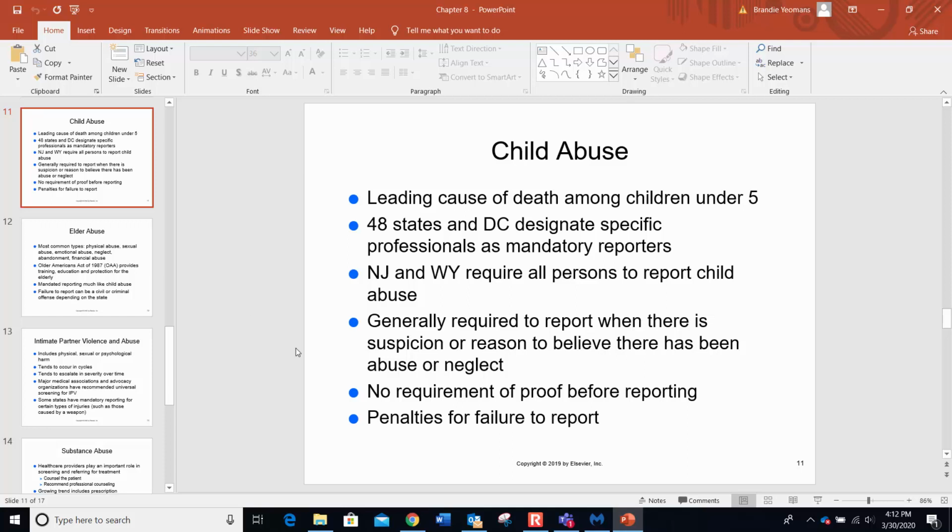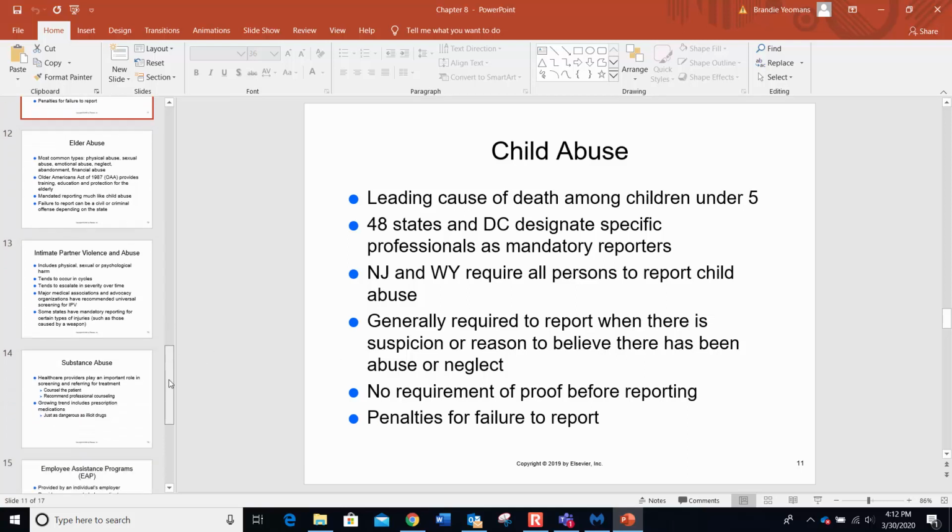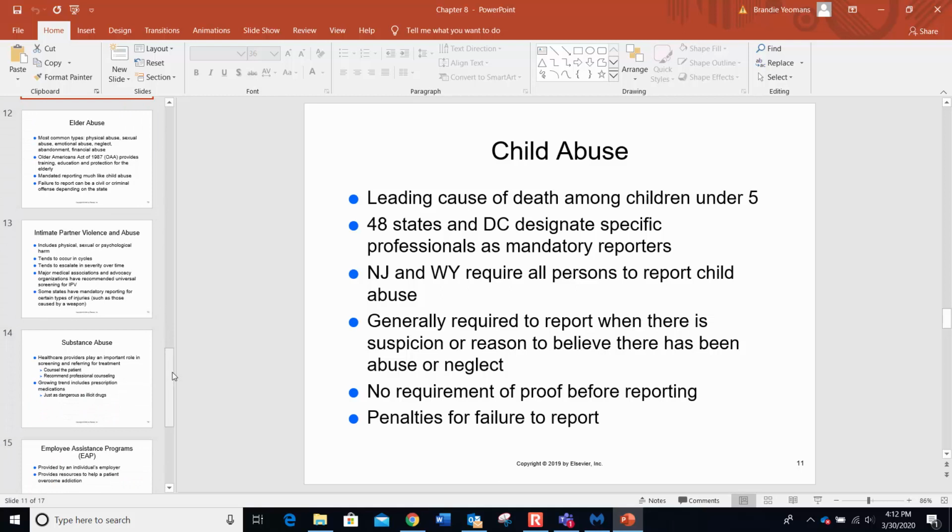We have to report. We have to report. There are penalties if we fail to report and things happen. That can include financial and also imprisonment.